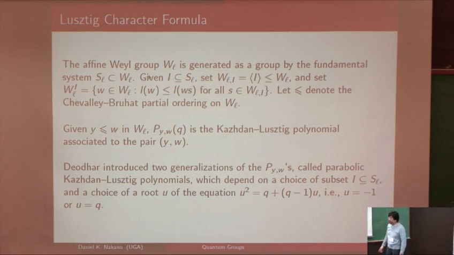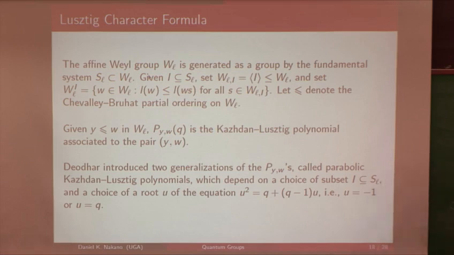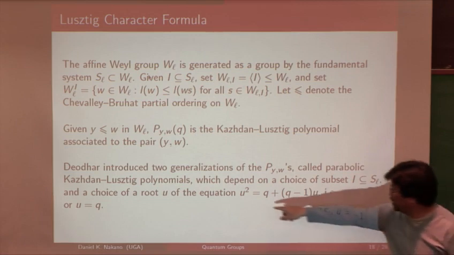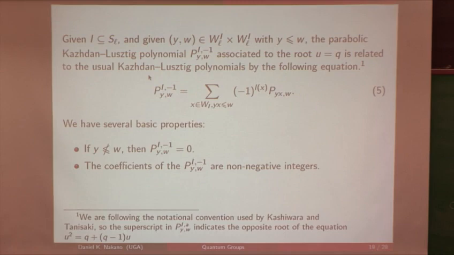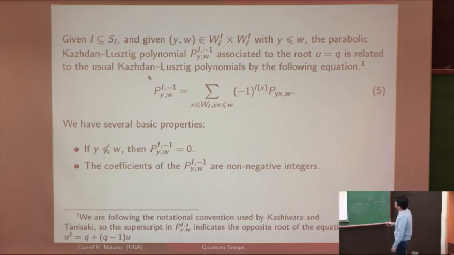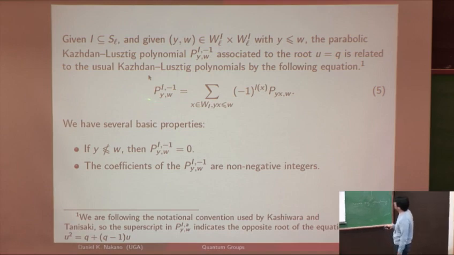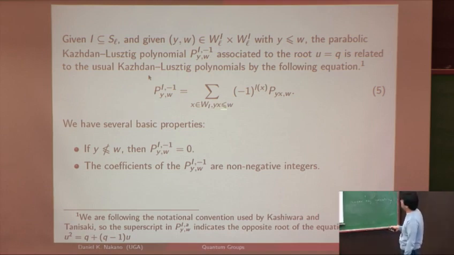Now, Deodhar introduced two generalizations of Kazhdan-Lusztig polynomials called parabolic Kazhdan-Lusztig polynomials. So the parabolic Kazhdan-Lusztig polynomials depend on your choice of this subset I, and then a root of this polynomial down here. Okay, so the root is either going to be minus 1 or q. And so what you can do is you can relate these parabolic Kazhdan-Lusztig polynomials that Deodhar constructed with these ordinary Kazhdan-Lusztig polynomials in this way.